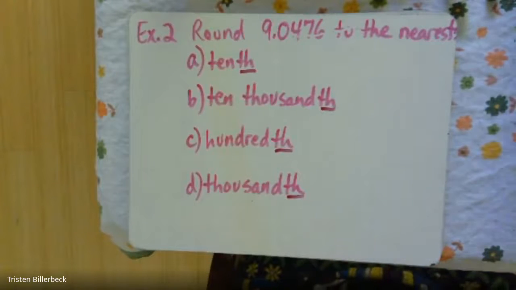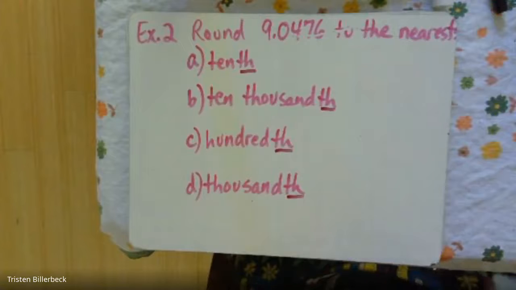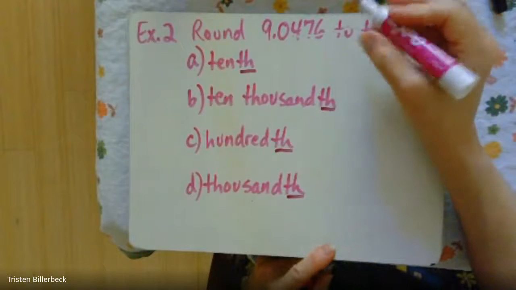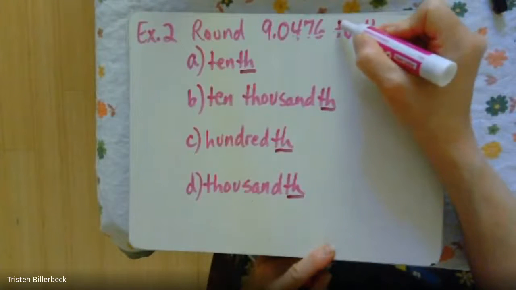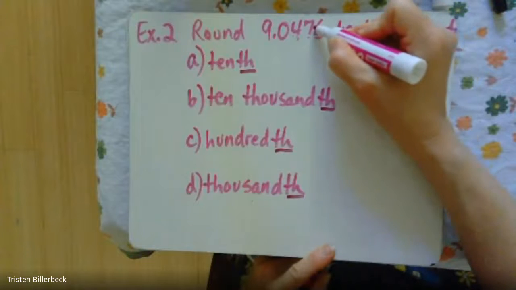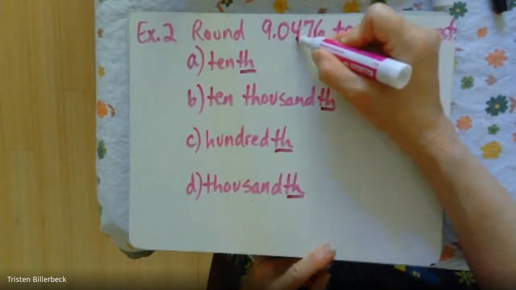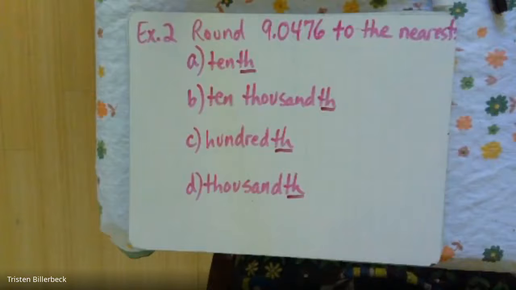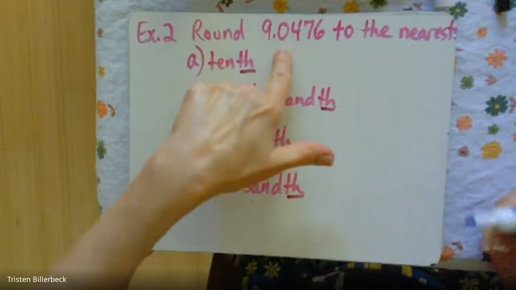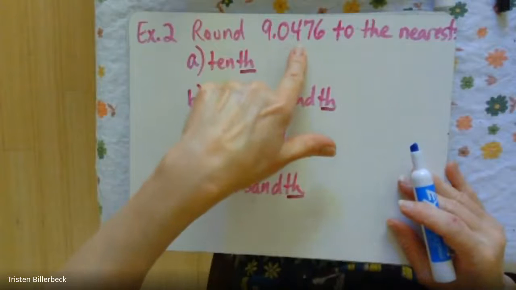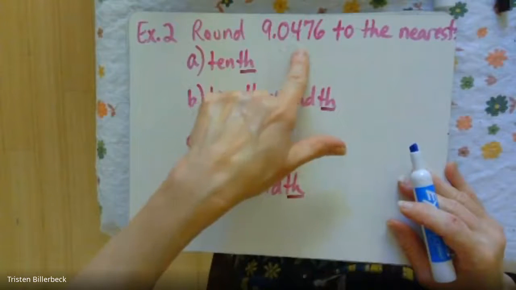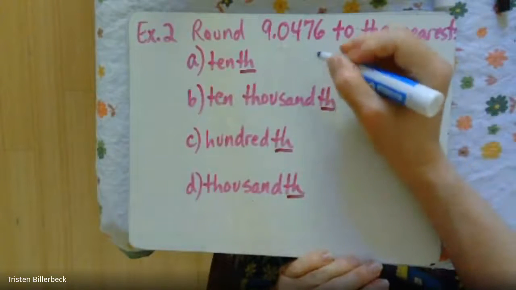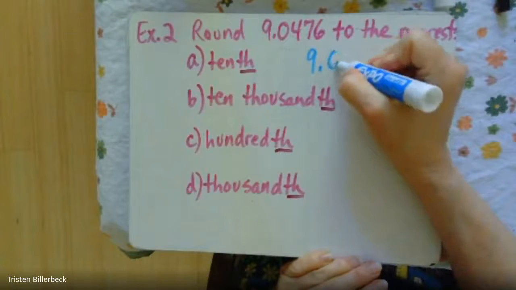So if we round to the nearest 10th, let me fix this so it's nice and pretty again. Okay, so we round to the nearest 10th. So here's our 10th position. We have 4 here to the right of it. So it's 4 or less, let it rest. So the nearest 10th is 9.0.